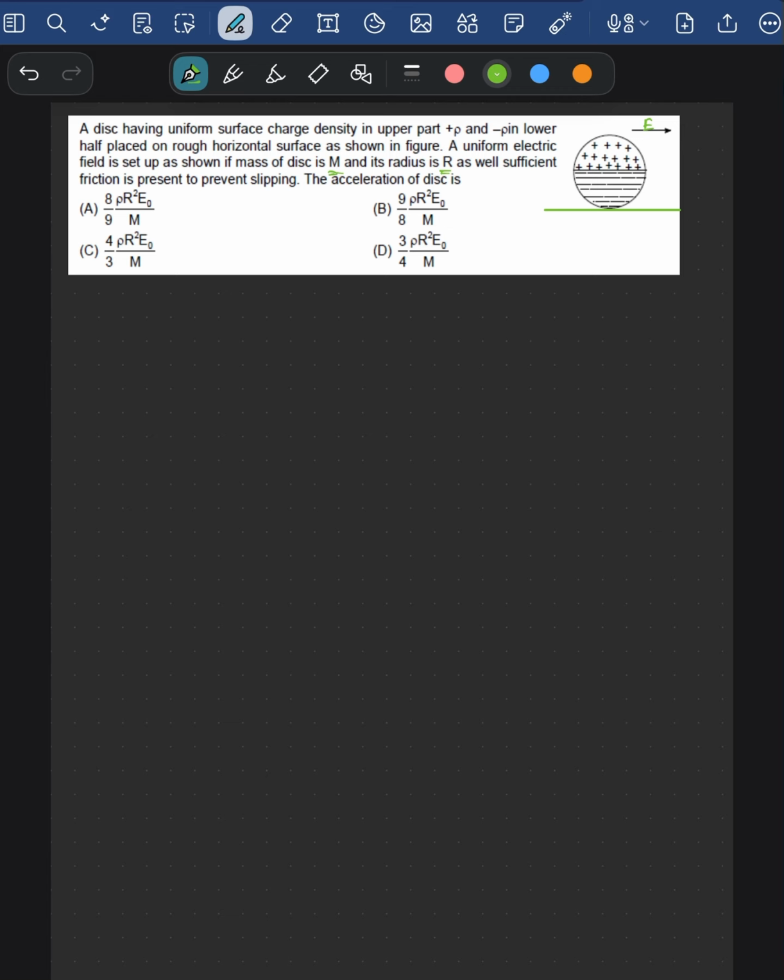So from all of these conditions, you're supposed to calculate what will be the acceleration of the disk in this case. What will it be equal to, right? Okay, so if you can already guess, the approach for this question would be to convert this disk into a dipole. And that's what I'll be doing over here as well. I'll be converting this disk into a dipole right now.